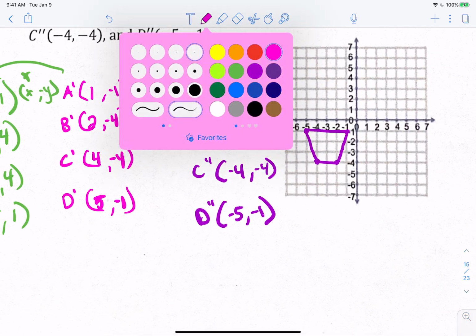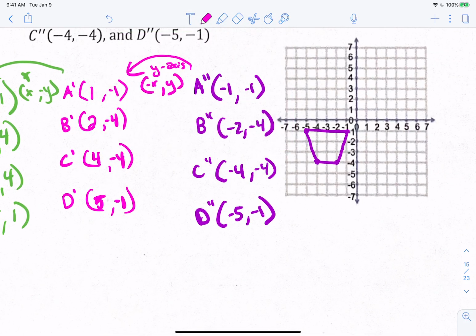Okay? What is this shape, by the way? Trapezoid. It's a trapezoid. Actually, a square. 5, 1.